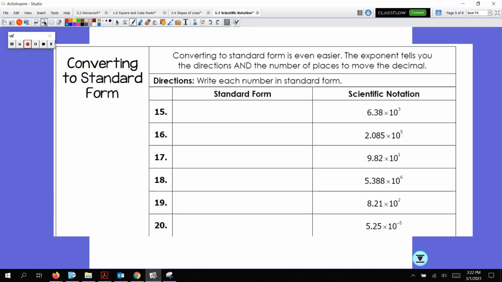Now we're going to be working backwards. Converting to standard form is even easier. The exponent tells you the direction and the number of places to move, okay? If it's positive, we're going to make it a big number, okay? So if we start with 6.38 and my exponent is positive 3, I need to expand this 3 places. 1, 2, 3. So there's my exponent now. If there's nothing above, we're just going to drop in a 0. So this is 6,380.